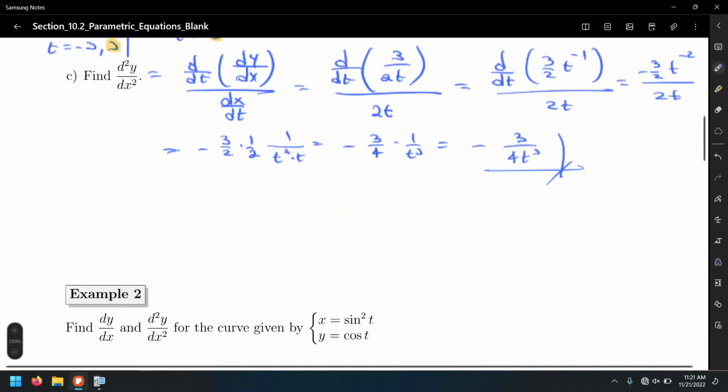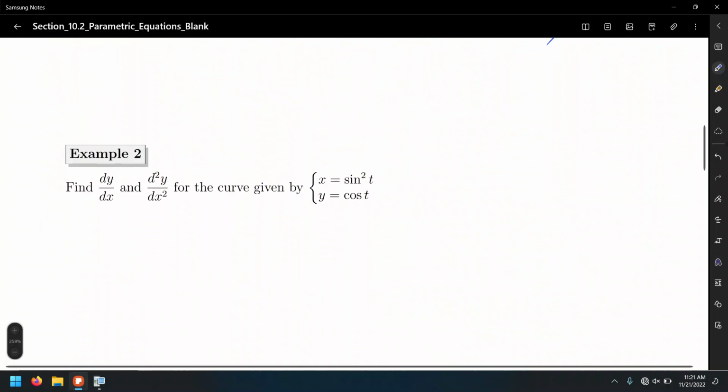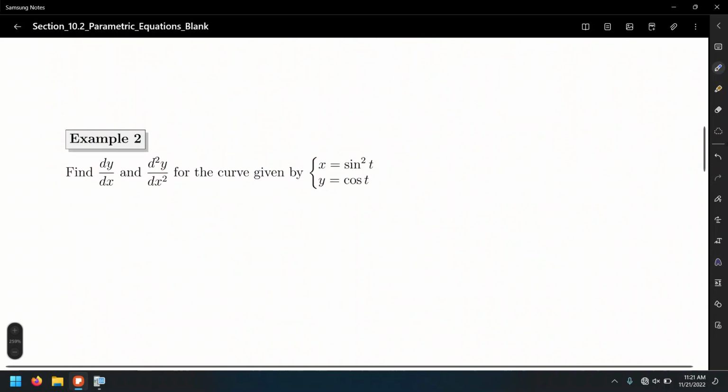They're just asking us to find the first and second derivative for the parametric curve, the curve defined parametrically by these two equations. However, I would like to rewrite this so it's easier for you to identify the rules of differentiation that we're going to use in this case. So that is, I'm going to rewrite this sine squared t as sine t to the second power. Well, in this case, that's so you can see that we're going to use the chain rule to differentiate the first equation.